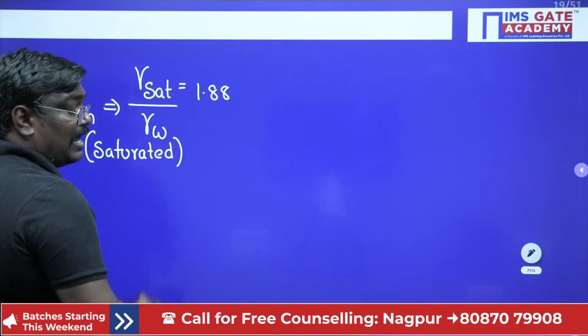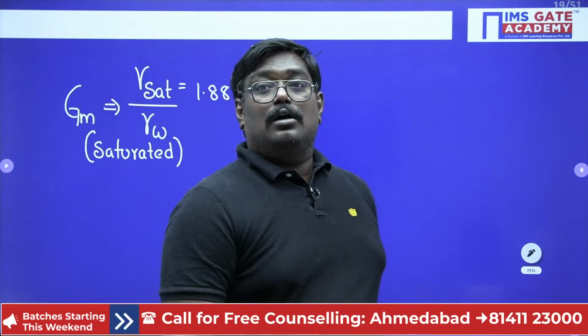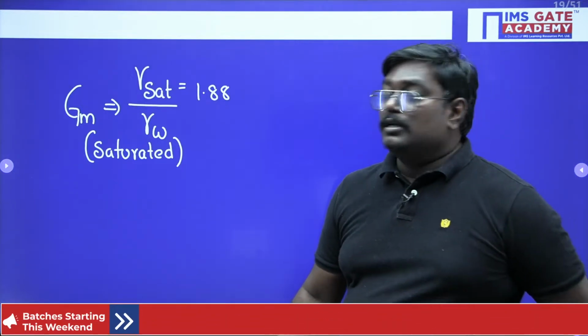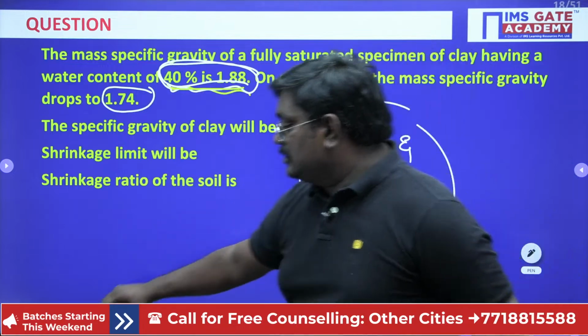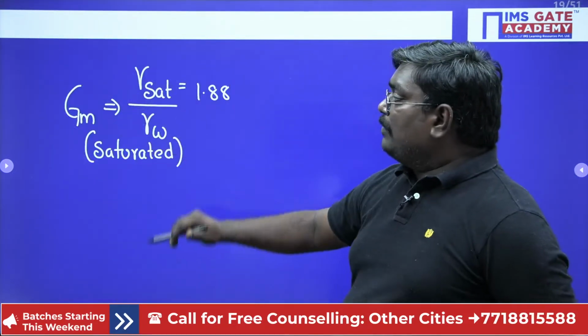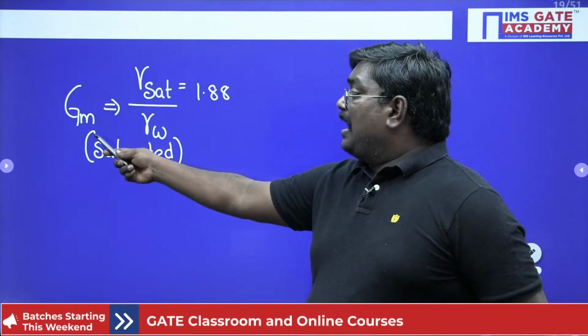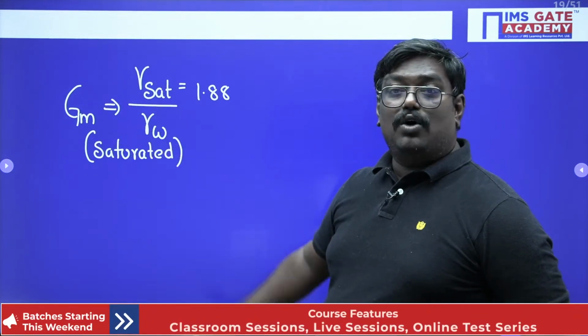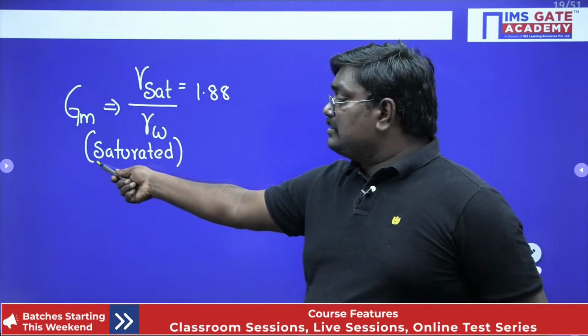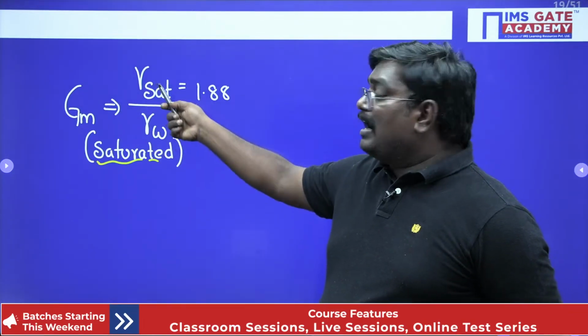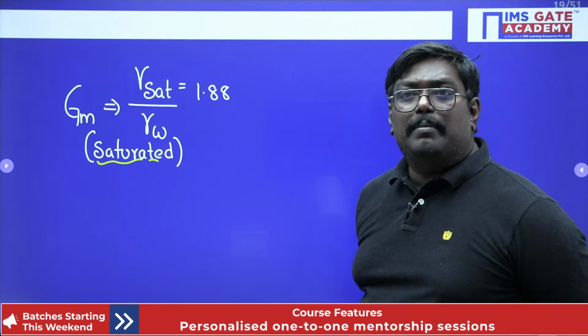It is defined as the ratio of, Atul, tell me, sir. You have any doubts, Atul? Do you have any doubts here? Is it clear? Okay. Now what I would like to tell you is, mass specific gravity is defined as the ratio of unit weight of soils. Here they have told it is a saturated condition. So it is defined as gamma sat upon gamma W.